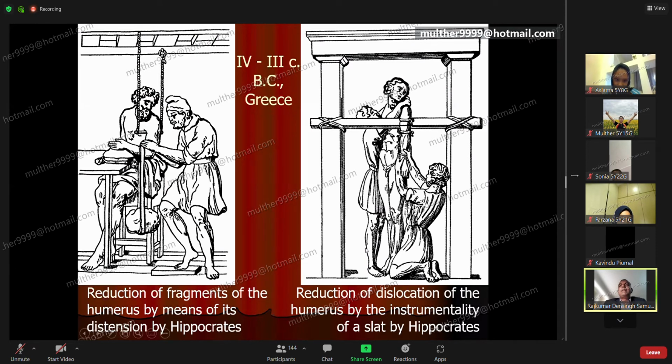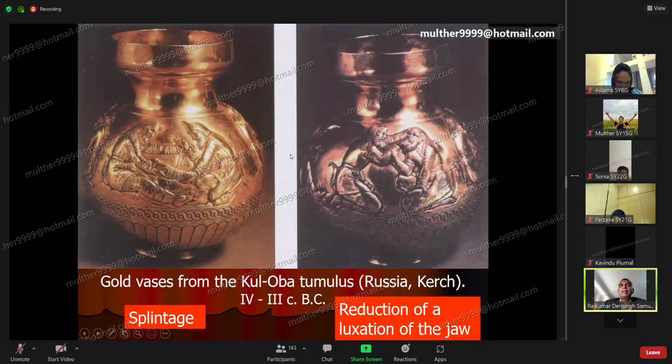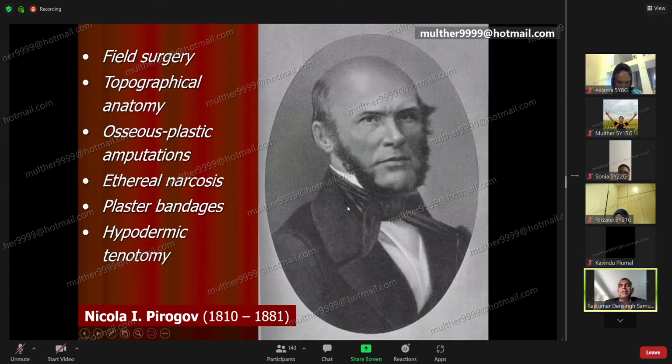When we talk about the history and evolution of this field of medicine, we can see we have ancient literature from the period of Hippocrates. We have paintings that talk about what happened in the 4th and 3rd century BC, various manipulations like reduction of joints and reduction of fractures. In the same period, there are also engravings on vases that talk about reduction and repositioning. Even in Russian literature, it is available.